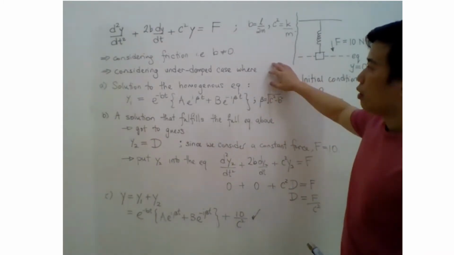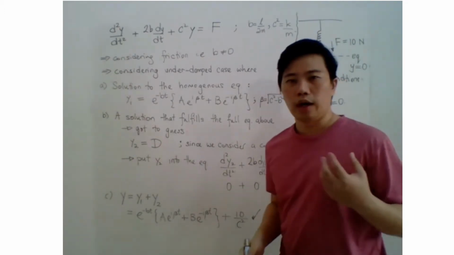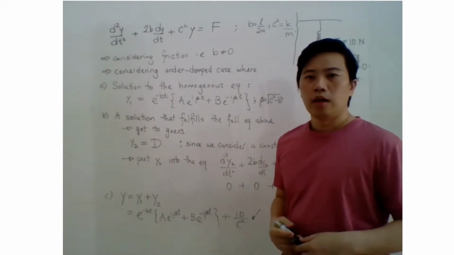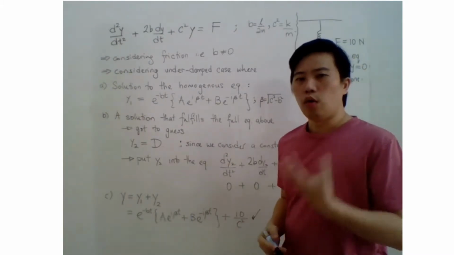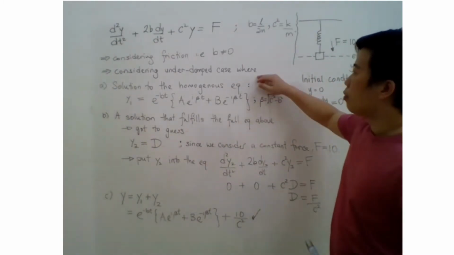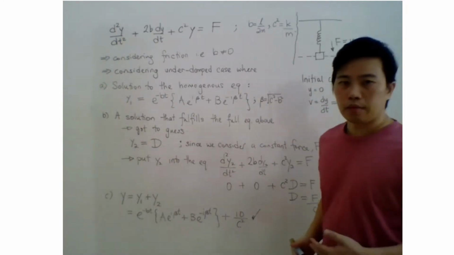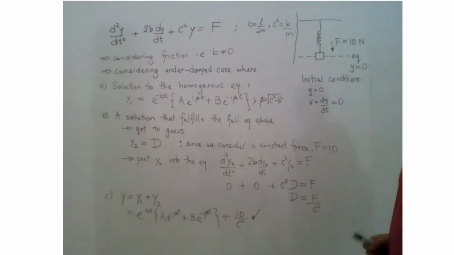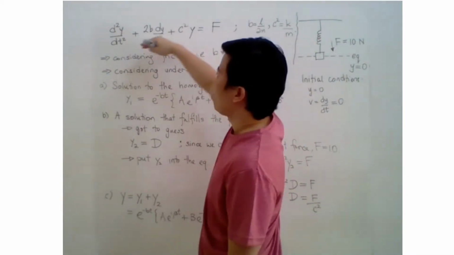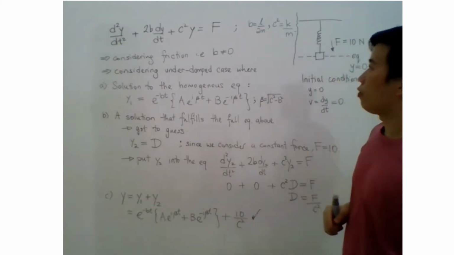And then depending on this B and C, we will have three different conditions where you have the underdamped, or the critically damped, or the overdamped situation, right? So here we are just considering the underdamped case. We know the solution for the underdamped case, right? So how do we solve this? There is a two-step process that we can use to solve this equation.